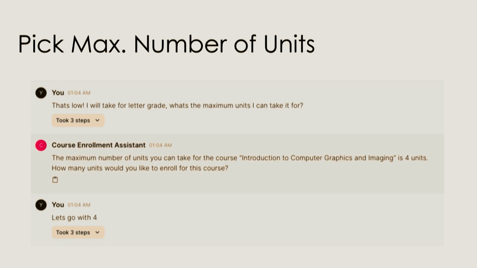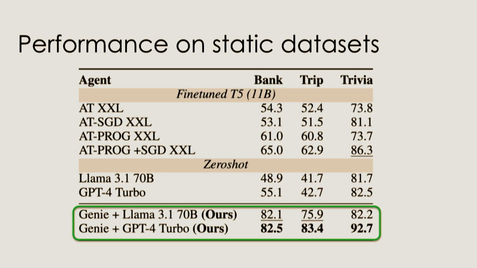Then after doing this, let's move on to some results that we see. So we are looking at the results on some static data sets. These are traditional academic data sets where they have slot value pairs. And we see that Genie works really well with GPT-4. It outperforms all the baselines. It outperforms Llama 3.1 as well as GPT-4. And we can also see that Genie works pretty well with open source models such as Llama, and it beats GPT-4 Turbo with function calling.